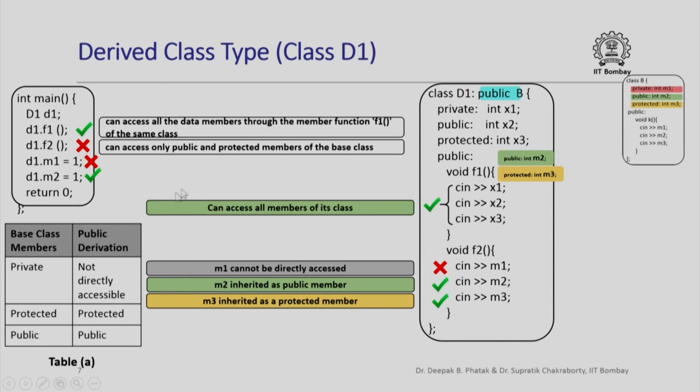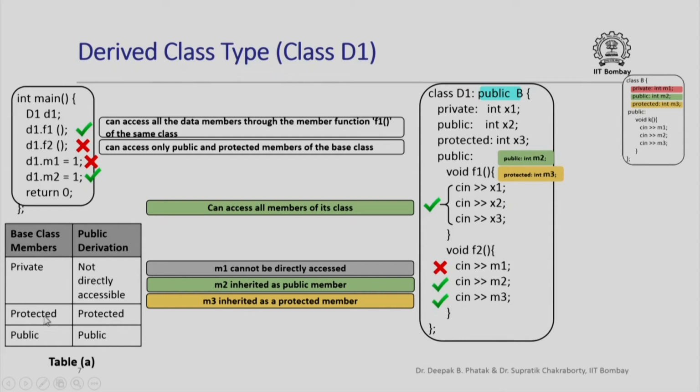So to summarize what we studied in this slide, we said that if I am doing public derivation, which means if I am deriving a class from another class in the public mode, then if the base class member was private, it is not going to be directly accessible within the derived class. If the base class member was protected, it is going to be accessible within the derived class as a protected member, and if the base class data member was public, it is going to be accessible within the derived class as a public data member.